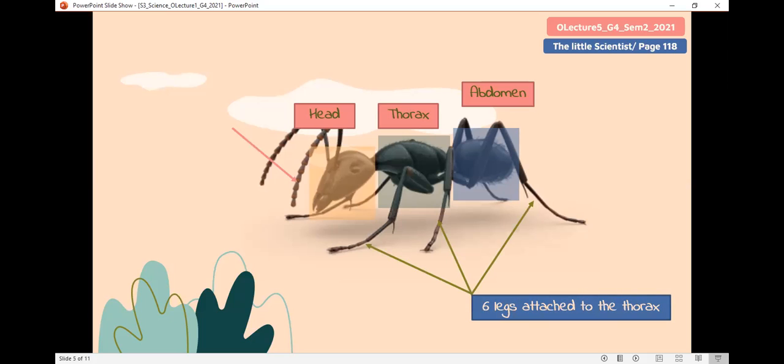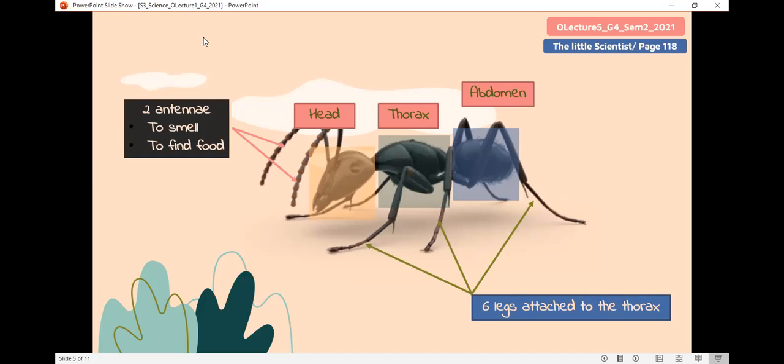What do they have on their head? Antennae to smell and find food. Excellent. On their head, they have two antennae that help them to smell and to find food. So the antennae found on the insect's head help them to smell and to find food.